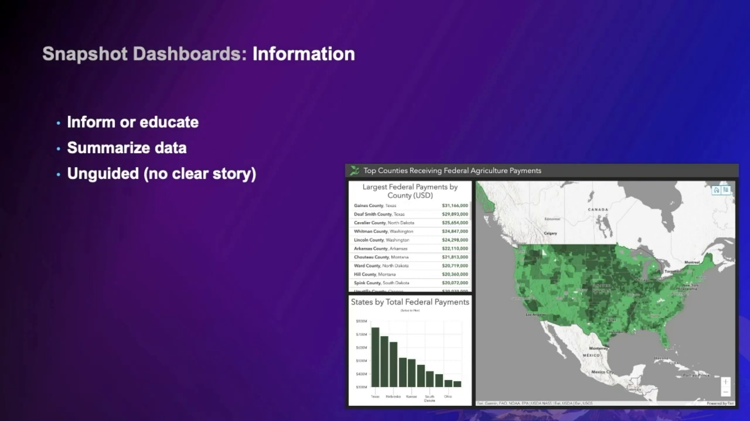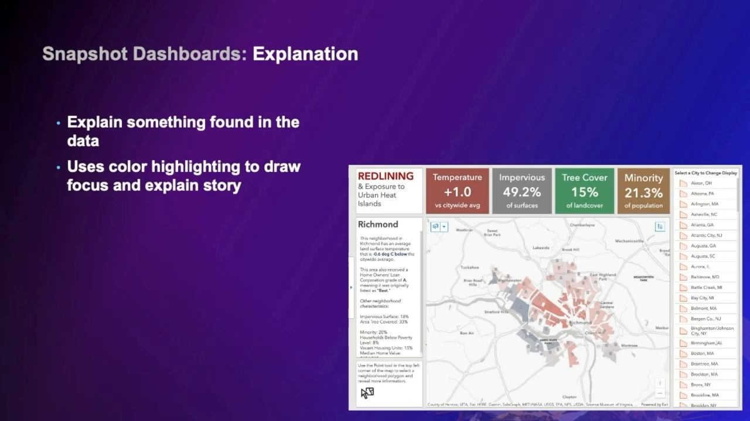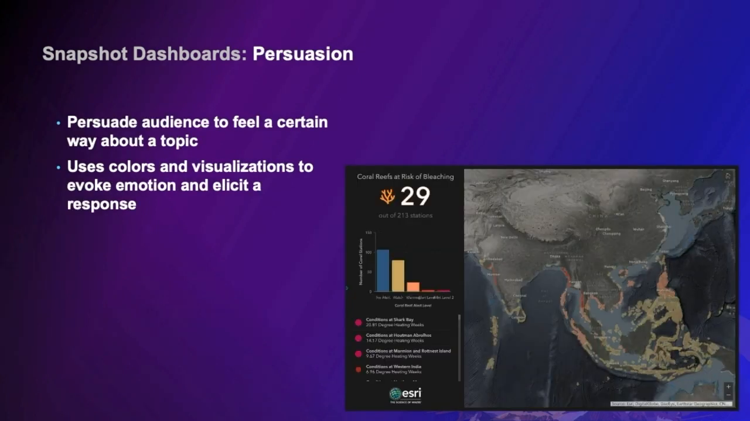Information dashboards are unguided dashboards that summarize data in charts and other visualizations. They don't really seek to make an opinion or tell a story, and sometimes that's all you can do, or all you need to do. But this can leave the viewer to interpret complex charts and draw their own conclusions. Explanation dashboards highlight certain aspects of the data to explain something or tell a story. Persuasion dashboards use color and visualizations to evoke emotion and elicit a response.